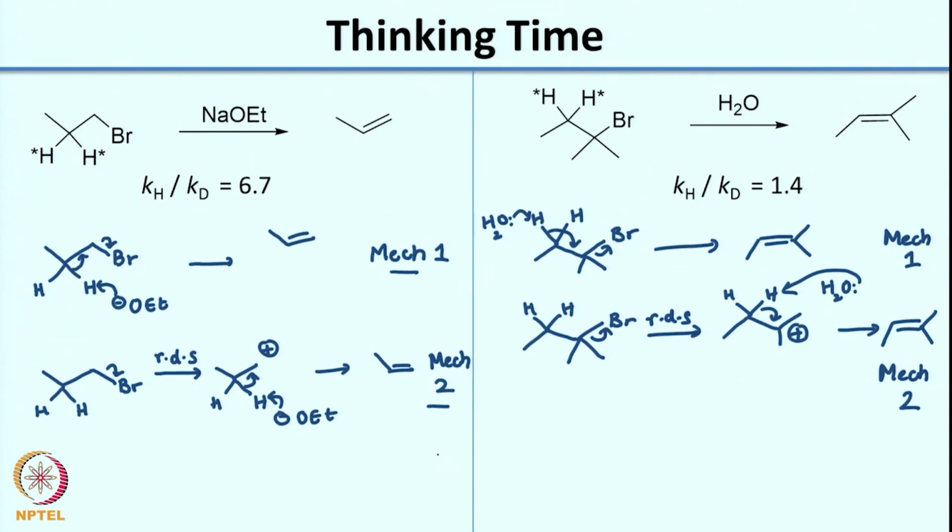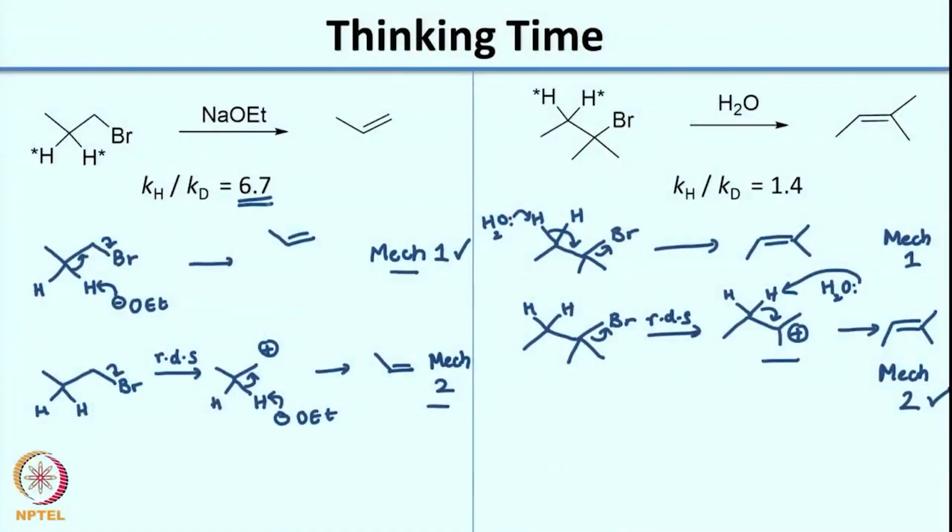Alright, so in the first case, since you are generating a primary carbocation if you do the E1 mechanism, it tells you that the primary carbocation is not very stable, and since you have a good base which is ethoxide, probably the reaction goes via mechanism 1. Whereas in this case you are generating a tertiary carbocation which is pretty stable, so maybe this goes by mechanism 2. Now I can sit and argue with you that maybe mechanism 1 is correct in this case, mechanism 2 is correct in the other case, but now let us look at the kH over kD value.